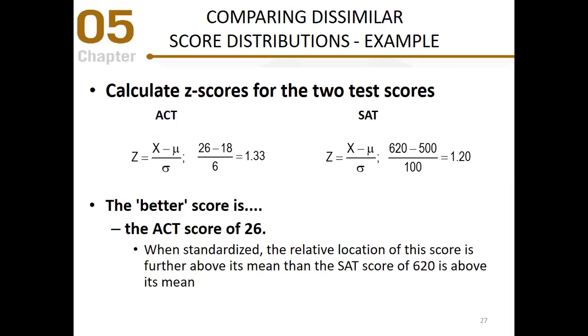Okay, the better score is the ACT score of 26. When standardized, the relative location of this score is further above its mean than the SAT score of 620 is above its own mean. That's the point of z-scores. They allow us to take these two incomparable results, put them on the same platform, and make direct comparisons. If you have any distribution with a known mean and a known standard deviation, you can go ahead and compute a z-score.